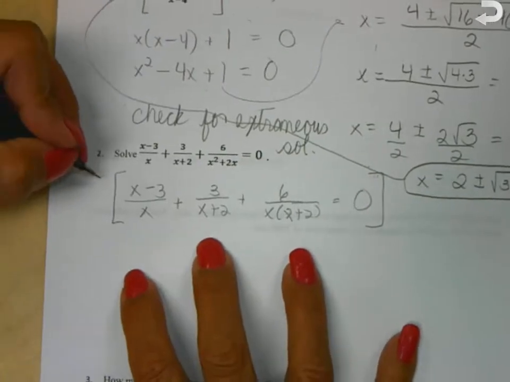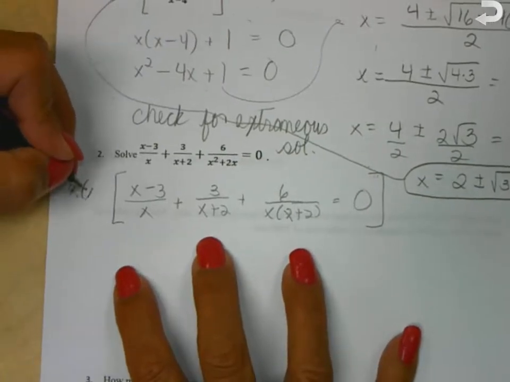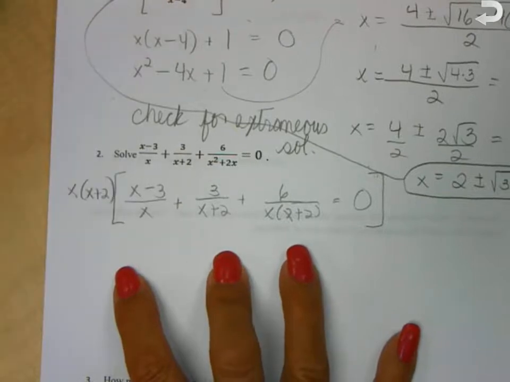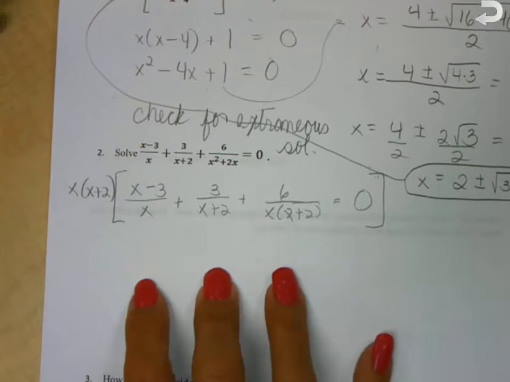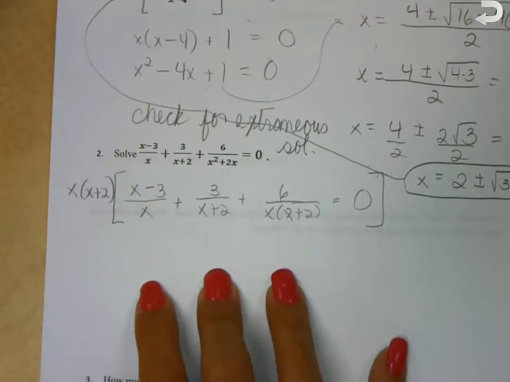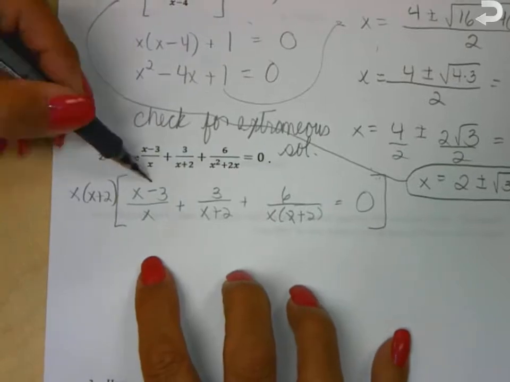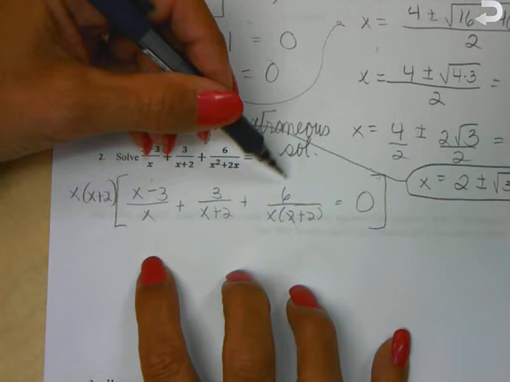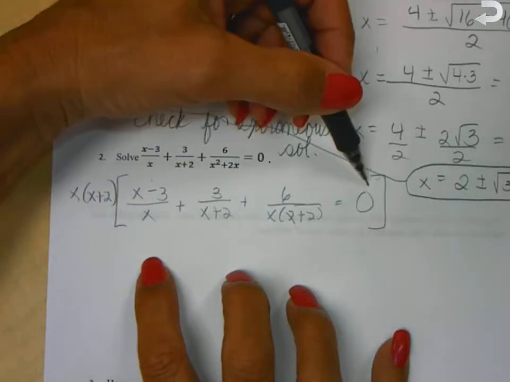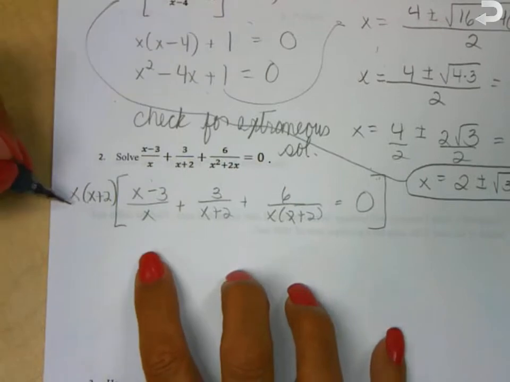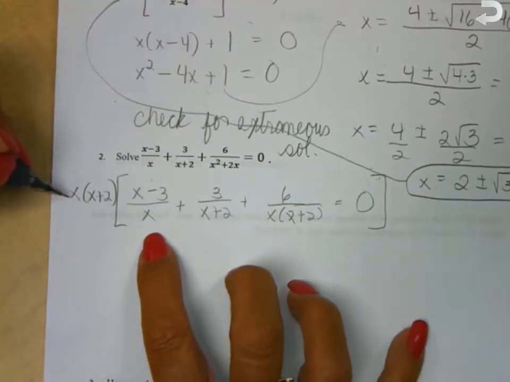So I have three different denominators. However, if I multiply everyone through by x times x plus 2, I can clear out all of the denominators and I'll just have an integer type of expression that I can then solve. Make sure you distribute the x times x plus 2 to each of these three fractions on the left side of the equation and also to 0, which we know is going to end up being 0 on that side.